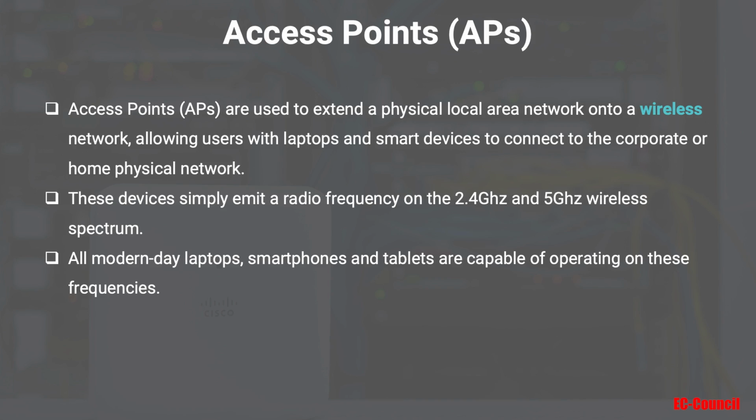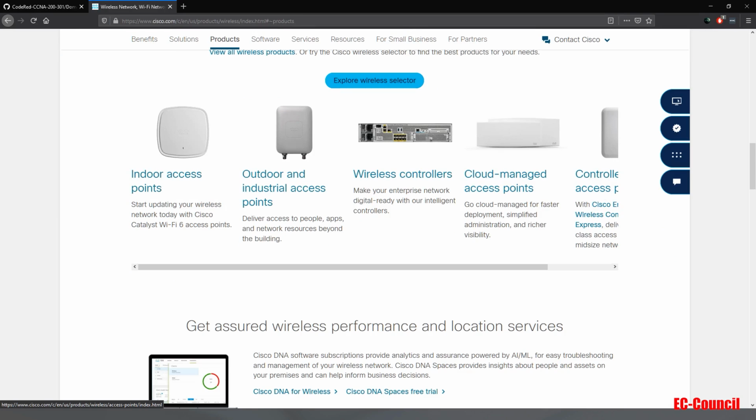These devices simply emit a radio frequency either on the 2.4 GHz or the 5 GHz wireless spectrum. All modern-day laptops, smartphones, and tablets are capable of operating on these frequencies. To get an idea of what access points look like, let's head over to the Cisco website once more. As you can see, there are indoor and outdoor access points. There are additionally wireless controllers for both cloud and on-premise deployments.